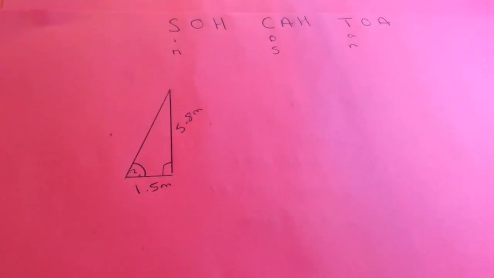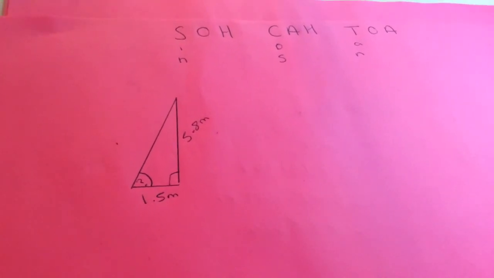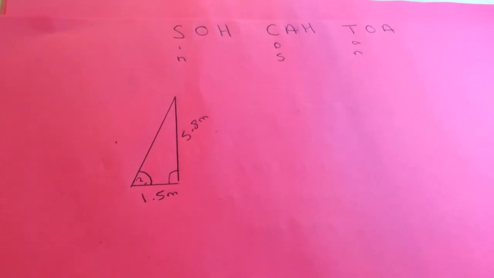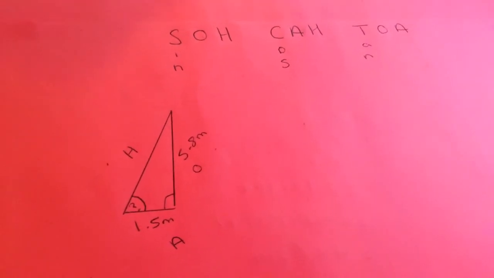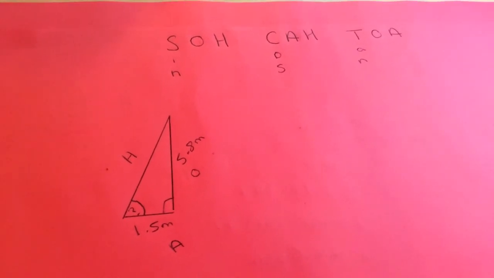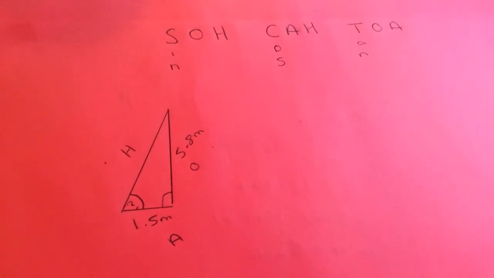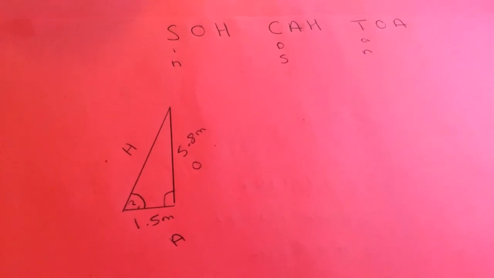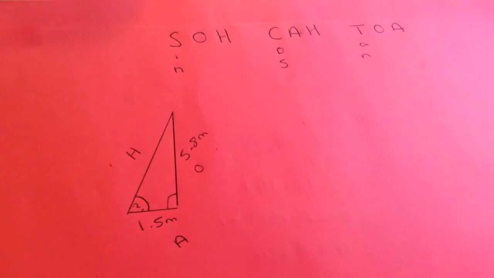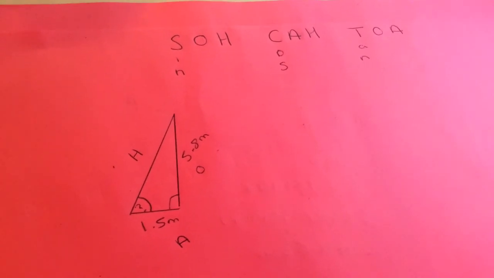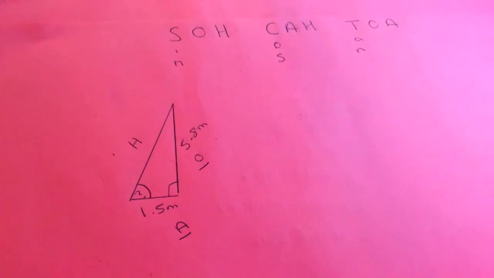Another example is this one, when a ladder was placed against the wall. We know that one side is 5.8 metres and then another side is 1.5 metres. We know that the 5.8 metre side is the opposite because it's opposite the angle, and the 1.5 metre side is the adjacent because the other side is the hypotenuse because it's opposite the right angle.